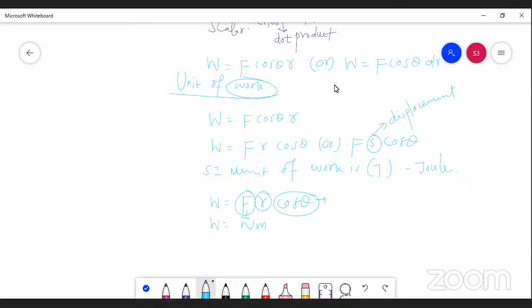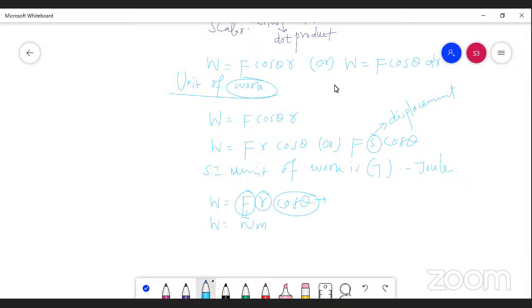So 1 by 2. 1 by 2 is equal to 0.5. Yes, sir, 0.5. It is just a numerical number. Does that number possess any unit? No, sir. The number does not possess any unit.